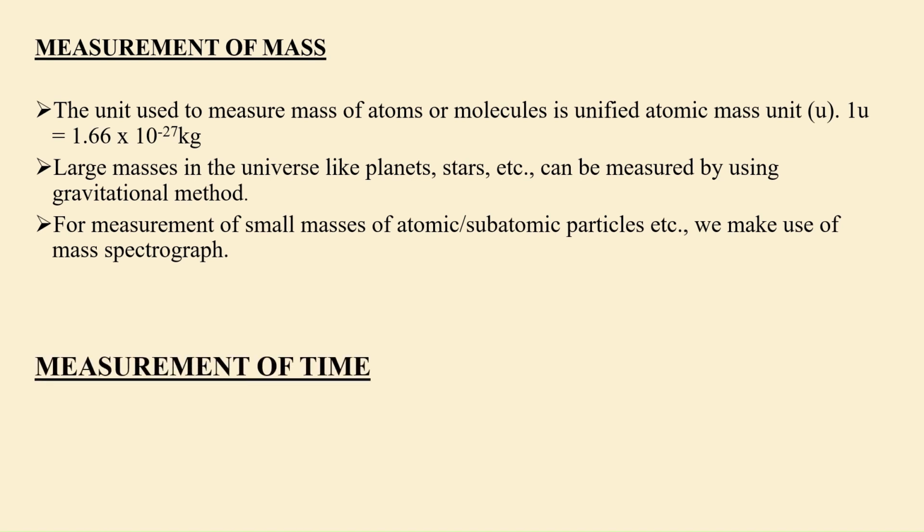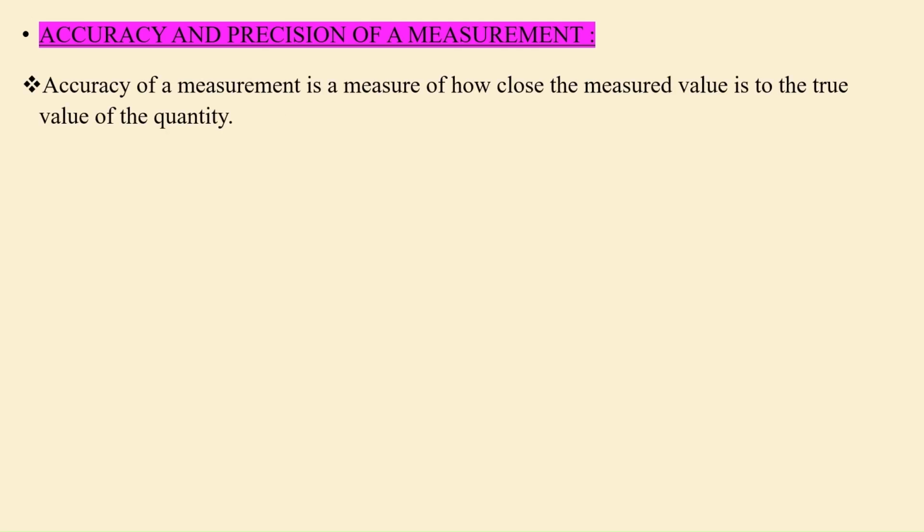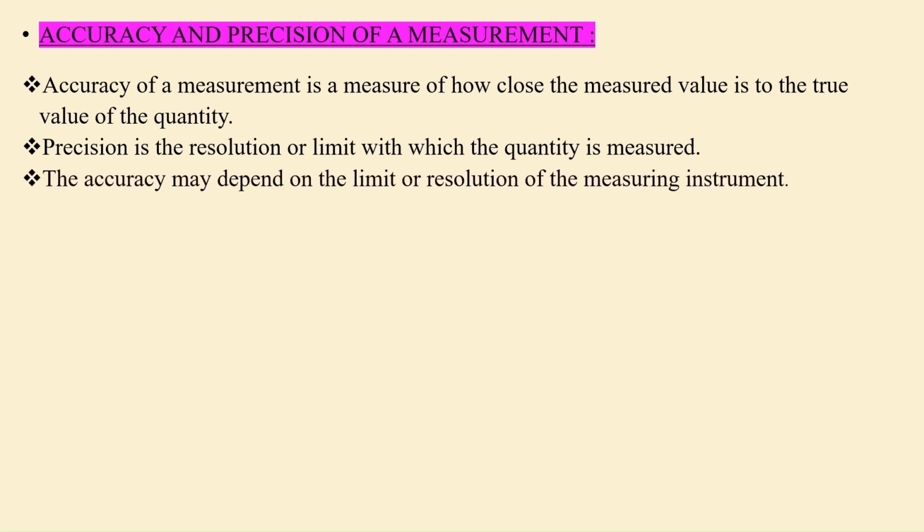Measurement of time. To measure any time interval, we need a clock. The cesium atomic clocks are very accurate. Accuracy and precision of a measurement. Accuracy of a measurement is a measure of how close the measured value is to the true value of the quantity. Precision is the resolution or limit with which the quantity is measured. The accuracy may depend on the limit or resolution of the measuring instrument.